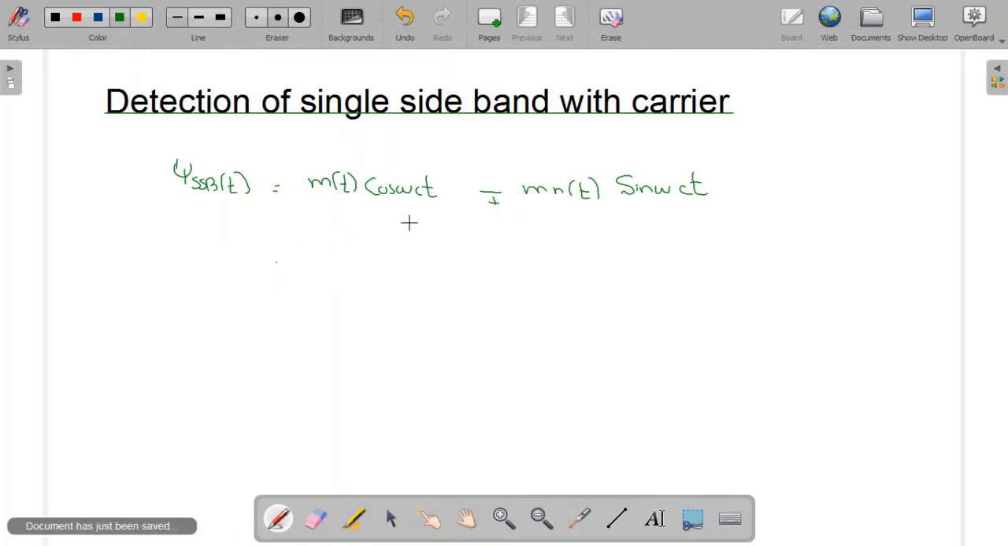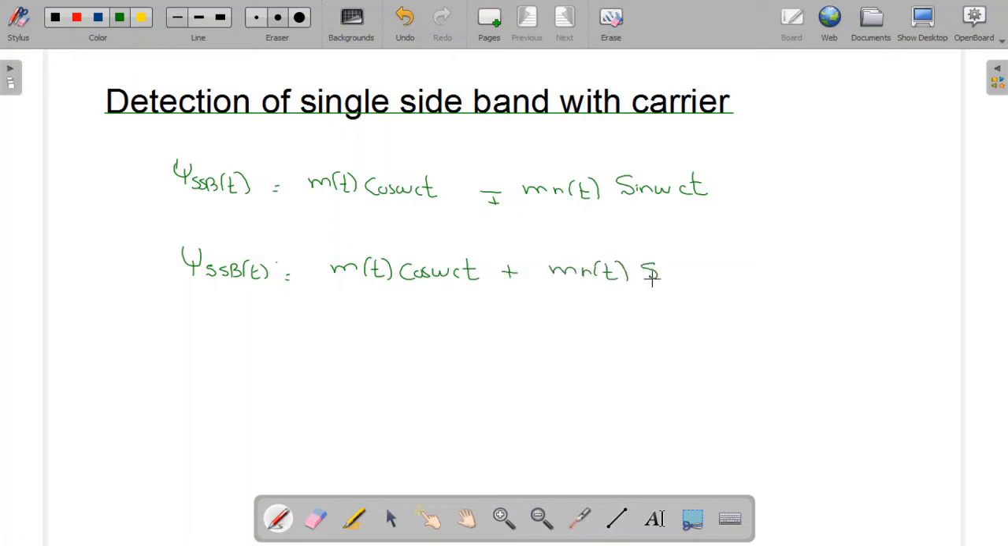Now for simplicity, we are going to take the lower side band. We are only going to take the positive side. So the lower side band, single side band, can be written as, for the LSB, m of t cosine omega ct plus m h of t sine omega ct. Let me name it as equation 1.